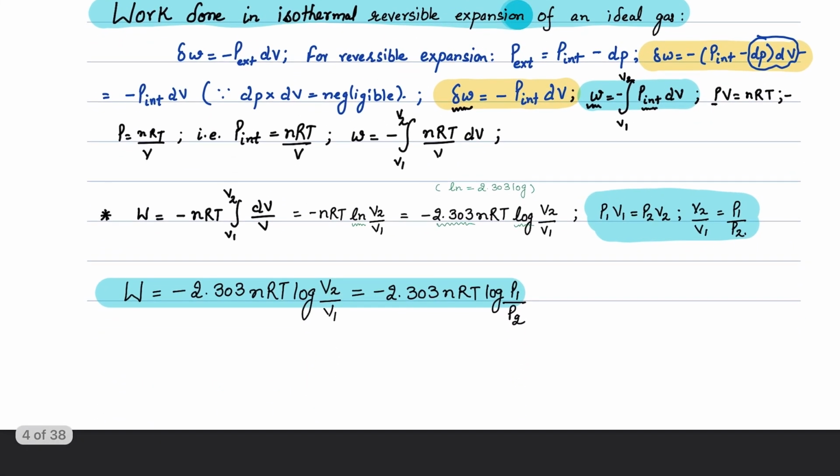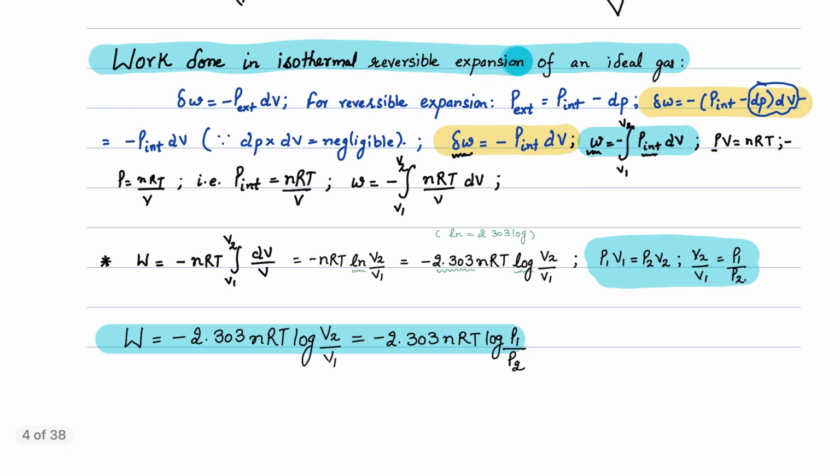Now, let us derive an important expression. This is important for class 11 students in their school exams also. Work done in isothermal reversible expansion of an ideal gas. Let us derive this equation. We know that work done is minus P external dV. Now, for reversible expansion, P external is equal to P internal minus a small change in pressure, dP.